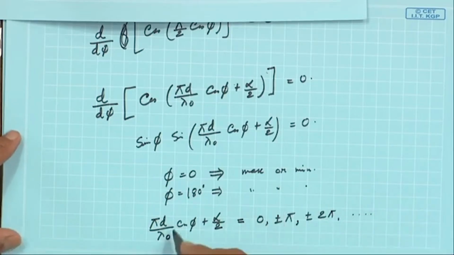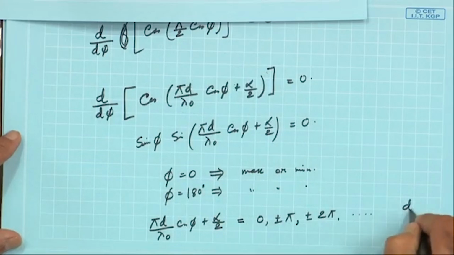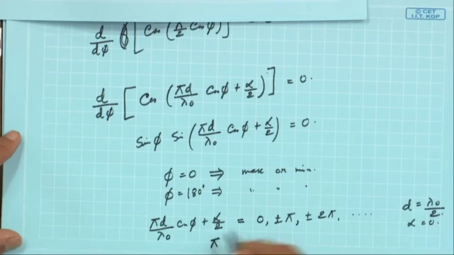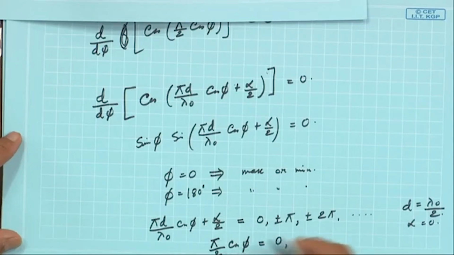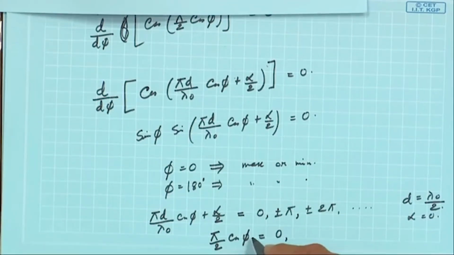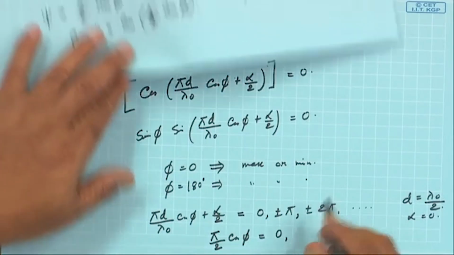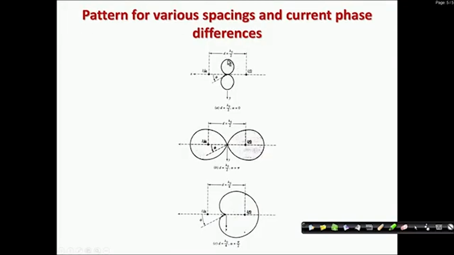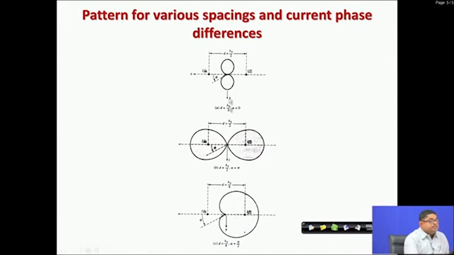So, you can put the value of our thing, and suppose we put d equal to lambda naught by 2 and alpha equal to 0. So, you can put pi by 2 cos phi equal to 0, which gives phi equal to pi by 2, and if you check, this will be a maxima, which happens here. You see, pi by 2 is this, the maximum is at pi by 2. This is pi by 2, this is, you can say, minus pi by 2 or 3 pi by 2. So, there are maxima.